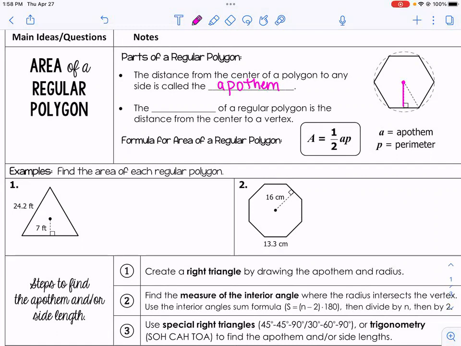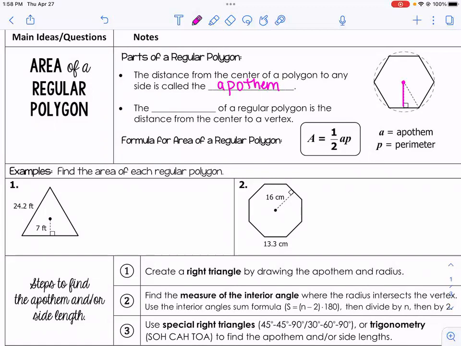Apothem. It's such a weird word. I know. It sounds like somebody with a lisp saying apothem.